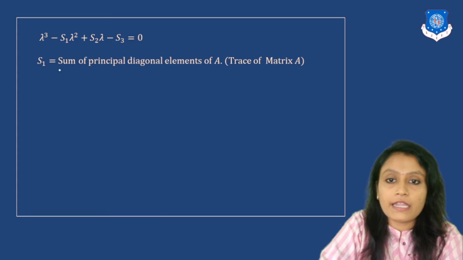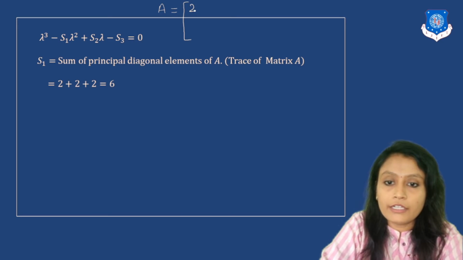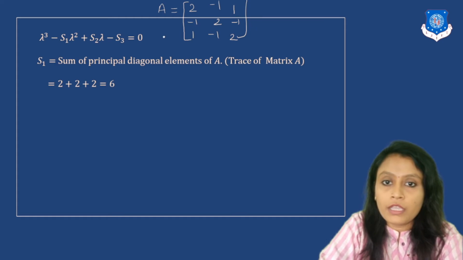Firstly we will find S1, that is the sum of principal diagonal elements of A, also known as the trace of A. So firstly we will write this matrix A, which is given by 2 minus 1 1, minus 1 2 minus 1, 1 minus 1 and 2. The principal diagonal elements are 2, 2 and 2, so we have to add them. On adding, you will get the answer 6.